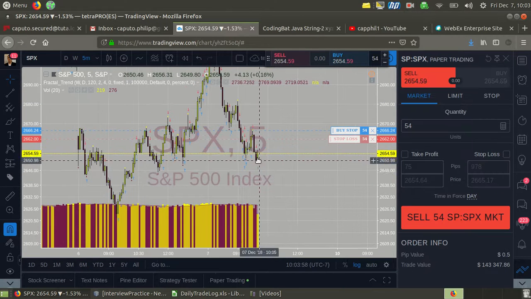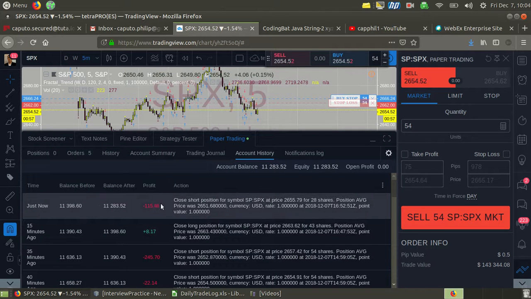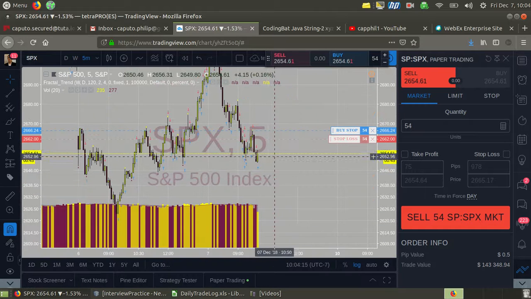Okay, so the market came up and took our stop loss out. So we lost $115, which was 1%. This is a psychological win. It's a trading win for us, even though it's a monetary loss. It's a trading win because we won by reducing risk. We didn't lose 2%, we lost 1%. So that is a win.